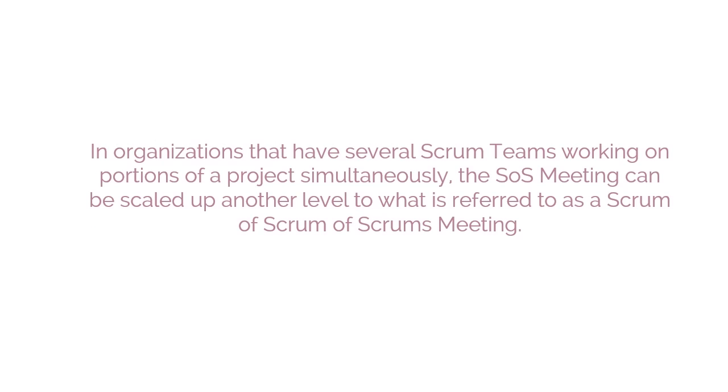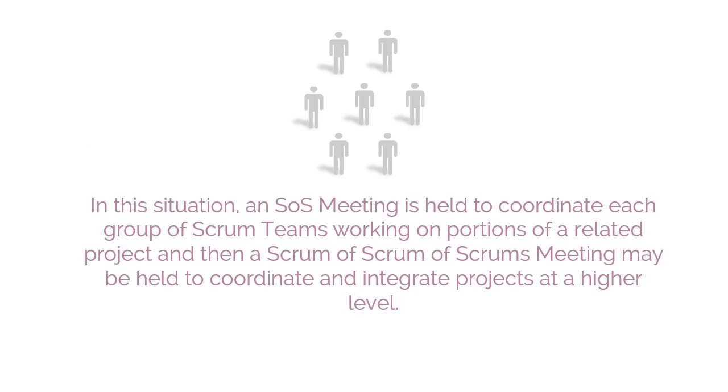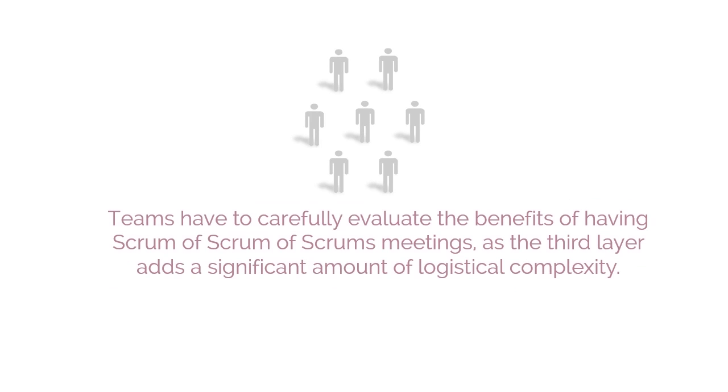In organizations that have several Scrum teams working on portions of a project simultaneously, the SOS meeting can be scaled up another level to what is referred to as a Scrum of Scrums meeting. In this situation, an SOS meeting is held to coordinate each group of Scrum teams working on portions of a related project, and then a Scrum of Scrums meeting may be held to coordinate and integrate projects at a higher level. Teams have to carefully evaluate the benefit of having Scrum of Scrums meetings, as the third layer adds a significant amount of logistical complexity.